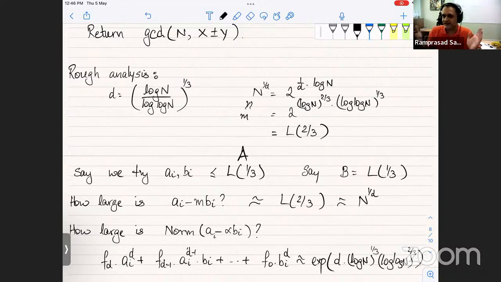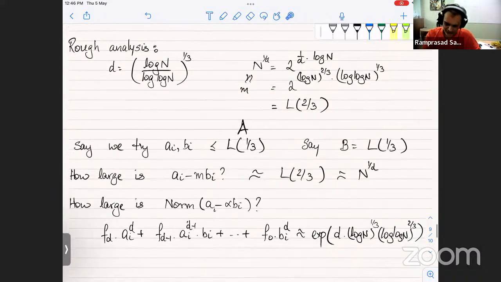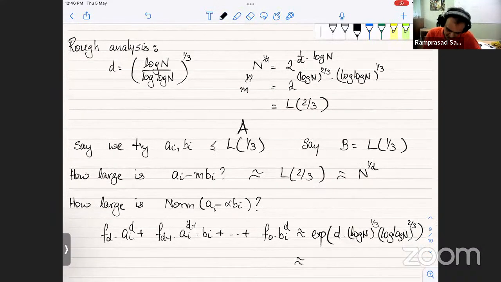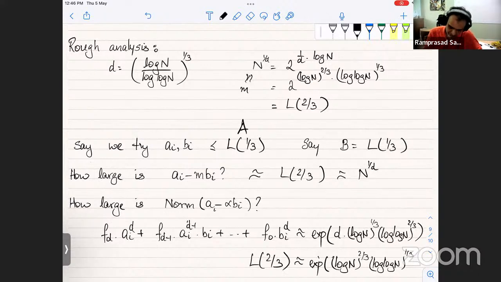Capital A was log n to the 1/3 log n to the 2/3, raised to the power D. So I have an extra factor of D here. And D is roughly of the order of cube root of log n. So this will basically be exponential of log n to the 2/3 log n to the 1/3, which is roughly L 2/3. And this again is roughly n power 1 by d.